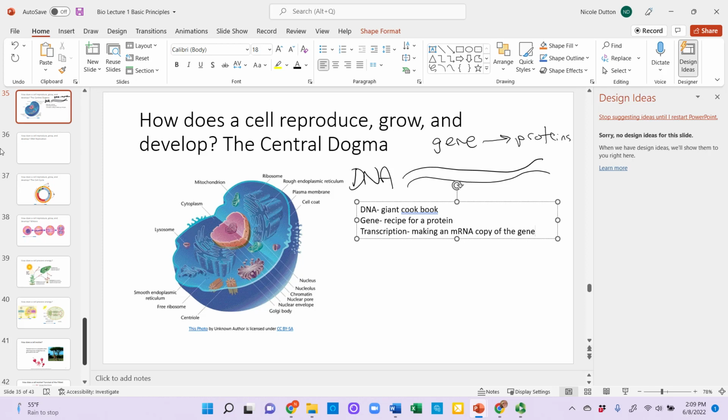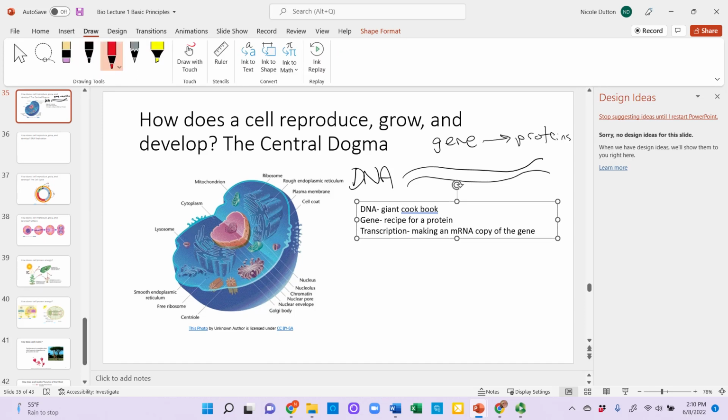mRNA, messenger RNA, is going to be a copy of the gene that we're creating. So when we make that copy of our DNA, we're just going to copy a particular section. So if we say our gene is right here, we're just going to open up the DNA, and copy one strand of the DNA.